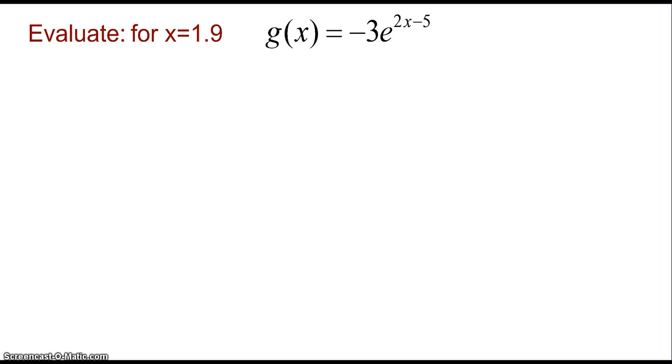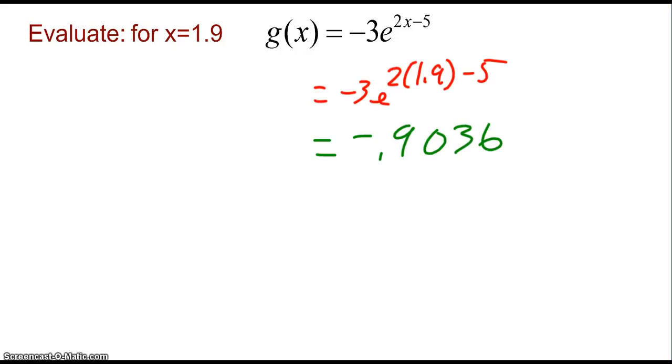So I want you to evaluate for x equals 1.9, g of x equals negative 3e^(2x minus 5). Pause the video, evaluate, unpause when you're ready to check your work. Alright, so all this wants us to do is plug in 1.9 for x, and then we can type this into our calculator. So we should end up with negative 0.9036.